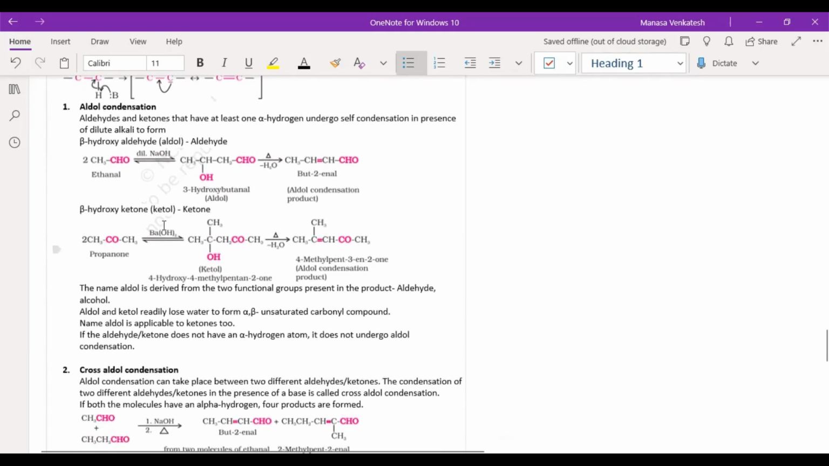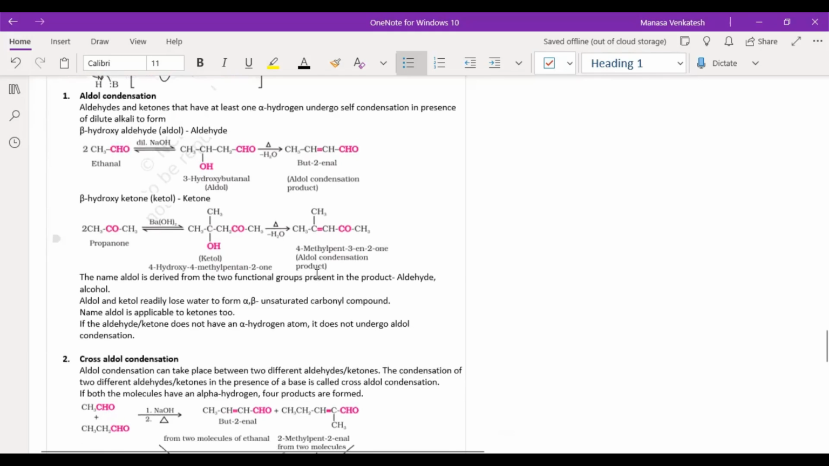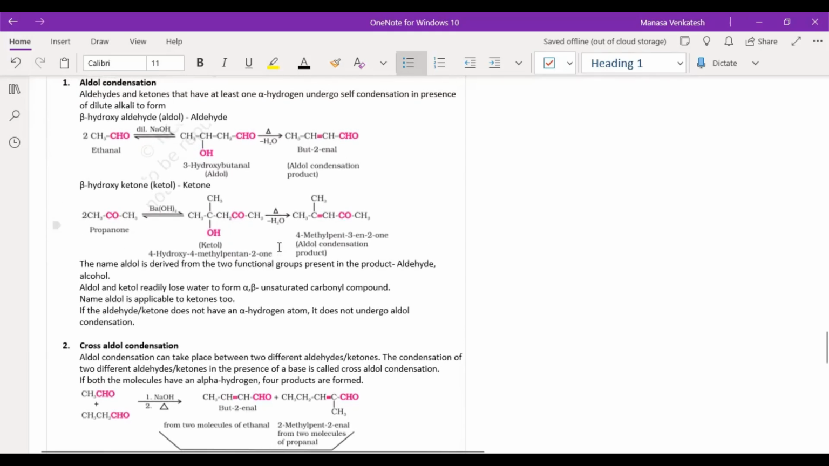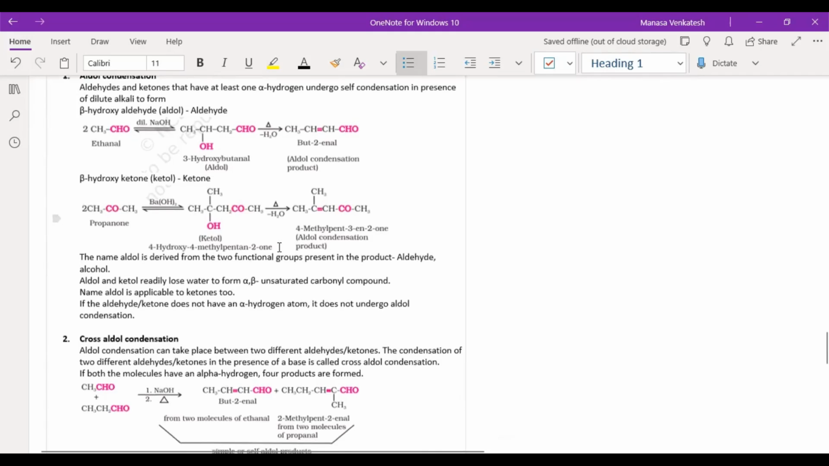Next, you have ketols formed when a ketone is the reactant. The reason we call it an aldol is because you have two functional groups, an aldehyde and an alcohol, in the compound. These aldols and ketols readily lose water to form the condensation product. The name aldol is applicable to both ketones as well as aldehydes. And if a particular ketone or aldehyde does not contain an alpha hydrogen atom, it does not undergo aldol condensation.